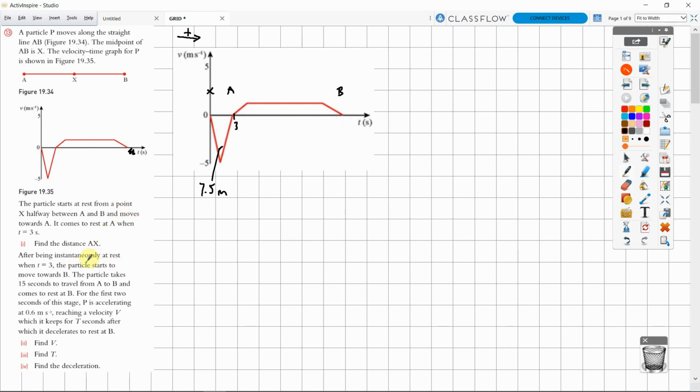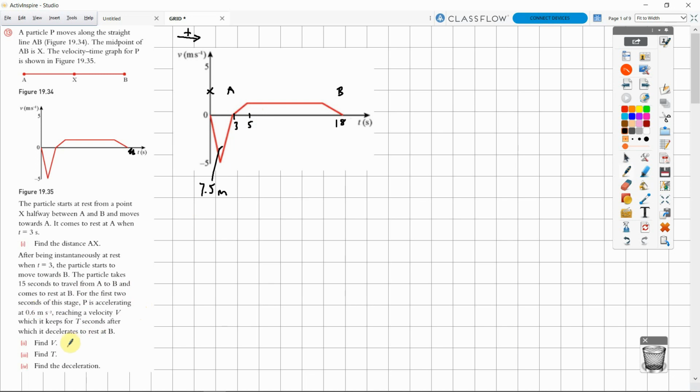Now, after being instantaneously at rest, the particle starts to move towards B. It takes 15 seconds to travel from A to B. And so I can say that. That's where the 20 was just wrong. And it comes to rest at B. For the first 2 seconds of this stage, so we're now up to the 5-second mark, P is accelerating at 0.6 meters per second squared.